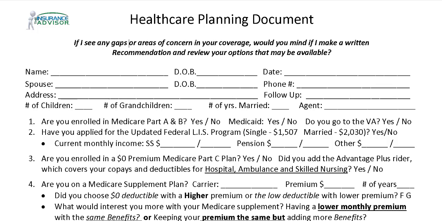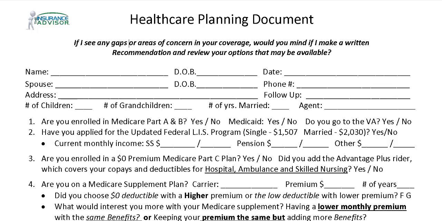The follow-up is, are you on Medicaid? Do you get extra help from the state? If they answer yes to this, that opens up additional doors that now we can talk about Medicare Advantage plans, and we don't have to wait for their open enrollment periods or the annual election periods. Do you go to the VA? If they answer yes, that's going to open up another door where we can talk about Medicare Advantage benefits. Number two, have you applied for the updated federal LIS program? Now, the numbers you see here are monthly.